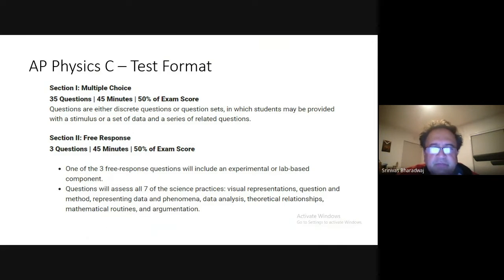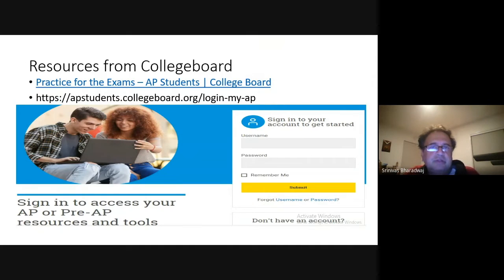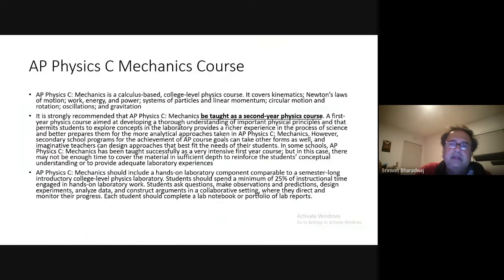It's pretty much the same format for mechanics or for electricity and magnetism. These are the resources that you can go to. You can log into apstudents.collegeboard.org, log in and take the exam.